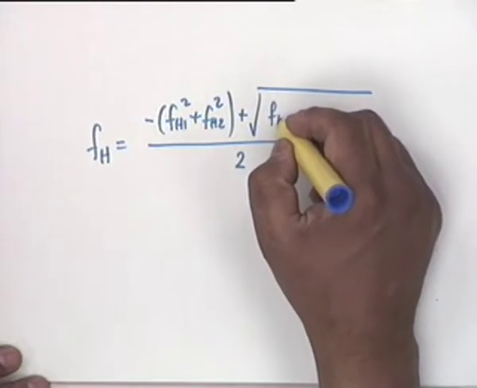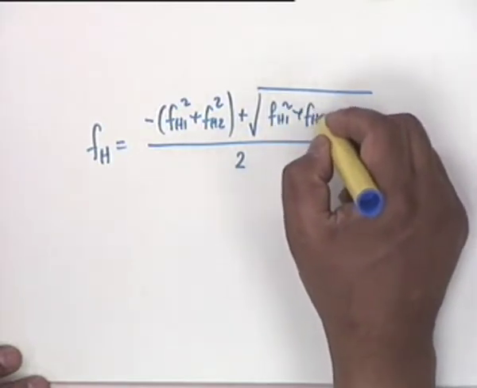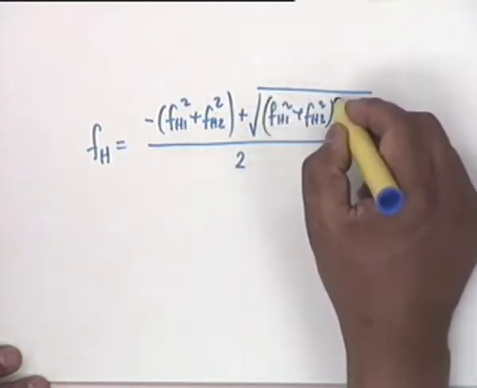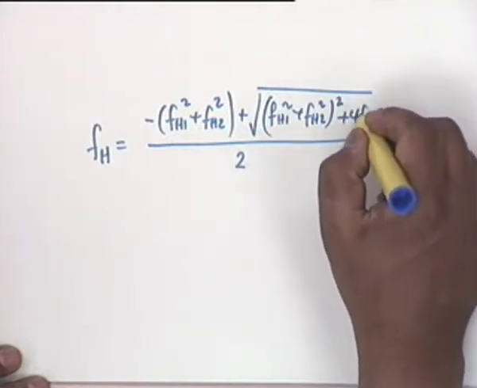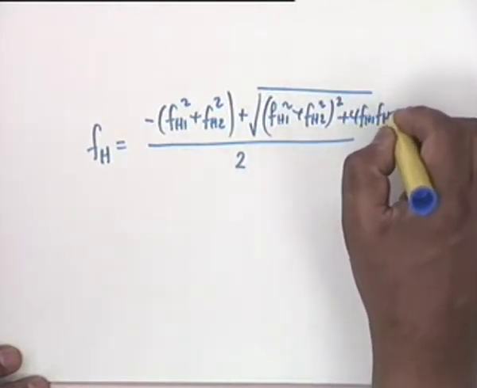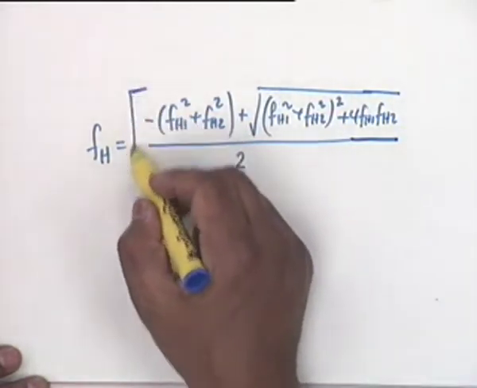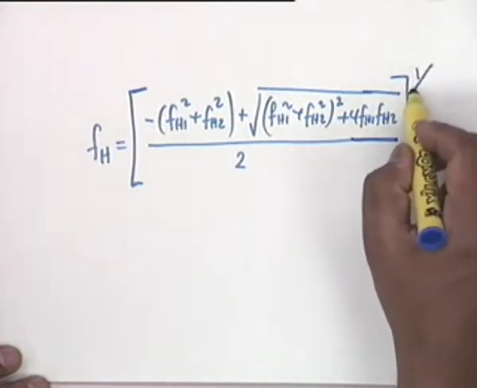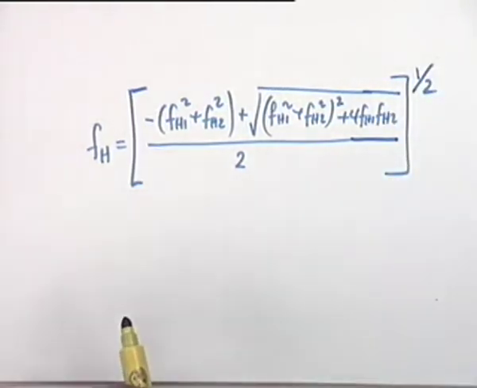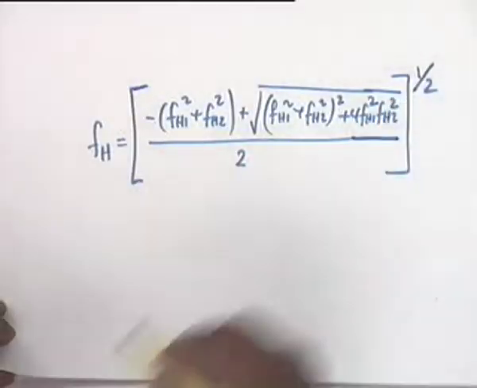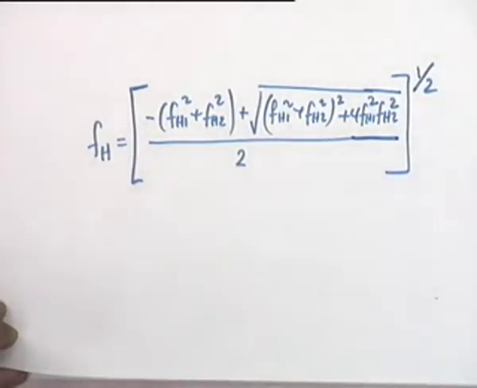So you have to take FH1 squared plus FH2 squared whole squared plus 4 FH1 FH2, this whole thing to the power half. Agreed? That is the result. So it should be 4 FH1 squared into FH2 squared. That is correct, absolutely correct. I stand corrected.